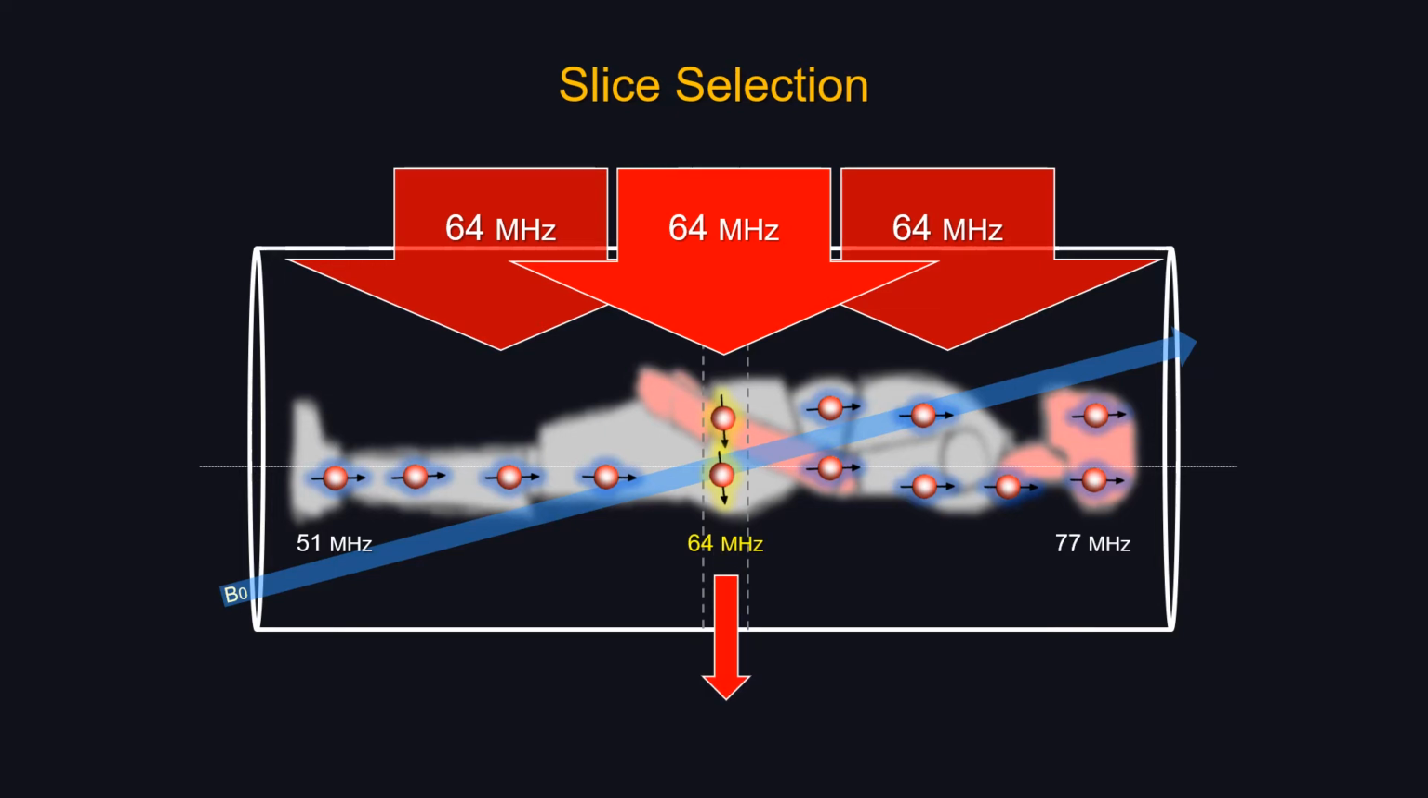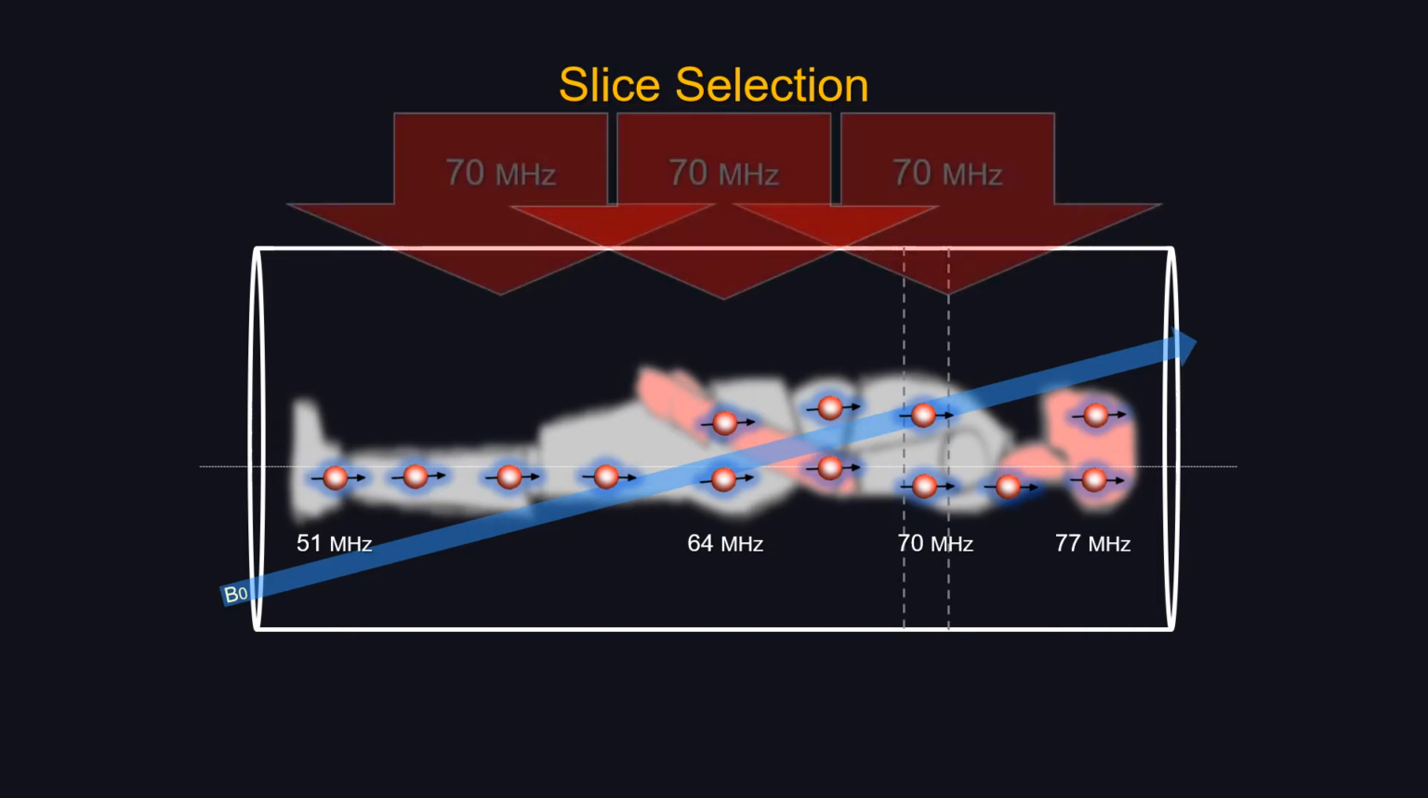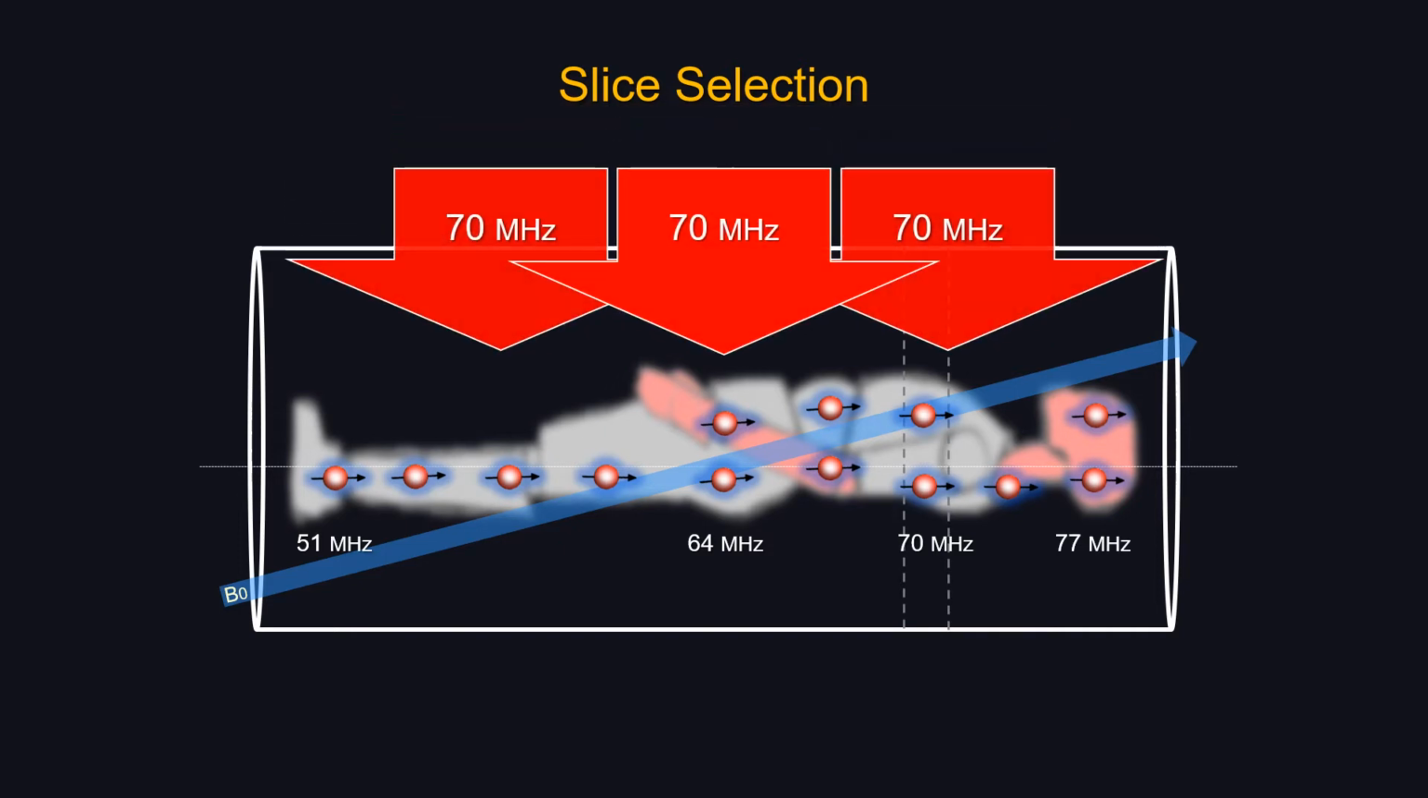What if you want to scan a different region? You can calculate the precession frequency of the region that you wanted. In this case, let's say 70 megahertz. So instead of sending 64 megahertz, now you're sending 70 megahertz. Even though the entire body is exposed to the same RF pulse, the only part that will resonate is the slice that you selected. That's how you do your slice selection.